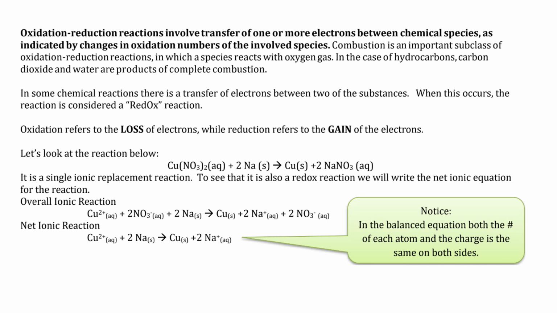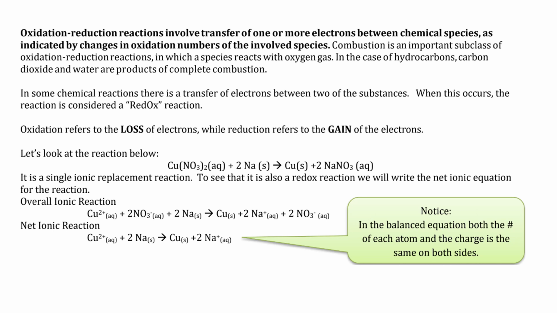Oxidation-reduction reactions occur when you're transferring one or more electrons between chemical species, and you can see that happening based on the oxidation number. If you don't know your oxidation numbers, you're going to have a rough time. Combustion is a type of oxidation-reduction reaction that involves oxygen gas as one of the reactants. And in this case, like we said, carbon dioxide and water are the products of combustion.